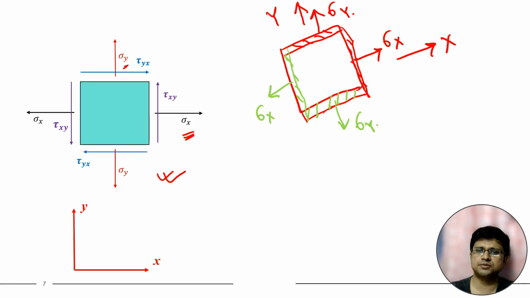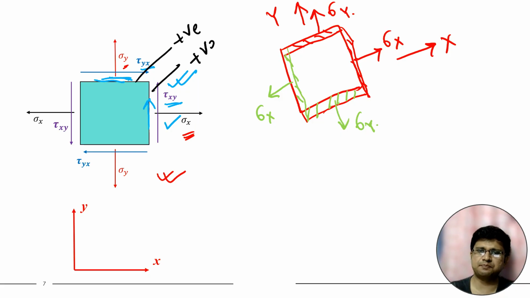For shear also, this is positive plane. So tau xy will be along the positive y direction. This is the positive y direction. So this is the direction of tau xy. And this is the positive plane of y. So tau yx will also be along the positive x direction. So these two planes are positive plane.